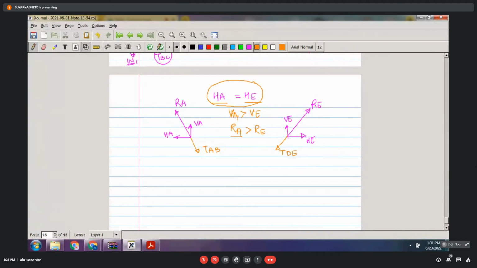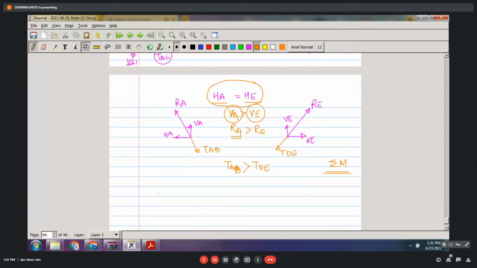And if I say my RA is more, because VA is more, RA is greater than RE, then which tension becomes greater? Of the two, TAB. TAB will be greater, obviously. Right? Yes, ma'am. So just by calculating the vertical component of my reaction by applying the equation of moment to the entire cable segment, I can judge which cable segment will carry maximum tension.